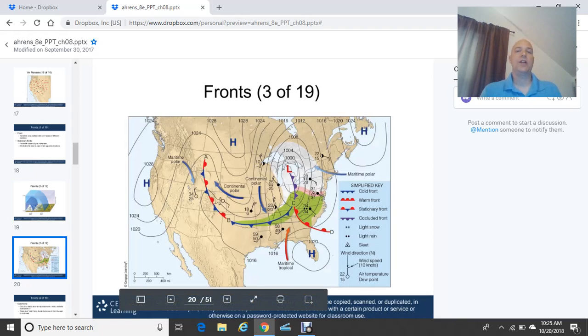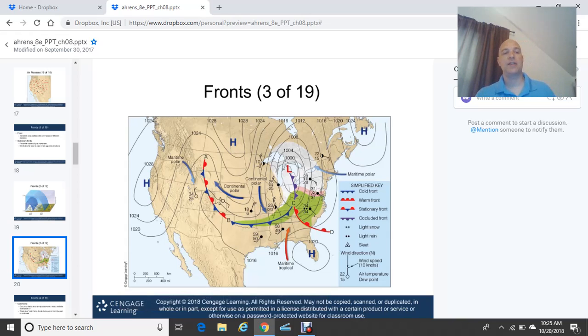I want you to realize one other thing before I move on. A cold front typically has a much steeper slope, which means, let's say, for example, 1 mile in the horizontal, maybe 50 miles in the vertical for the slope of a cold front. So it's very steep.